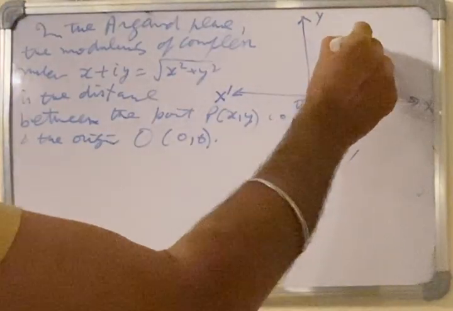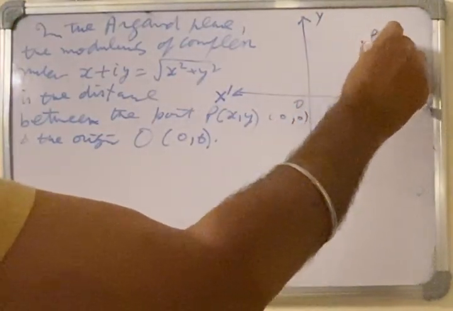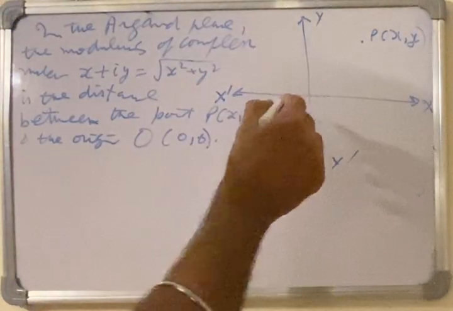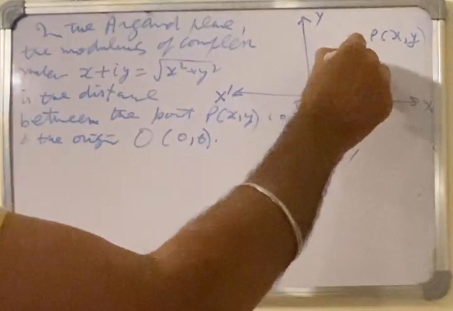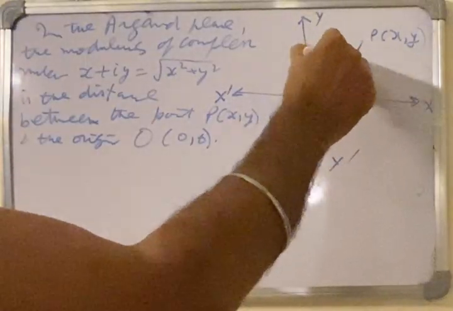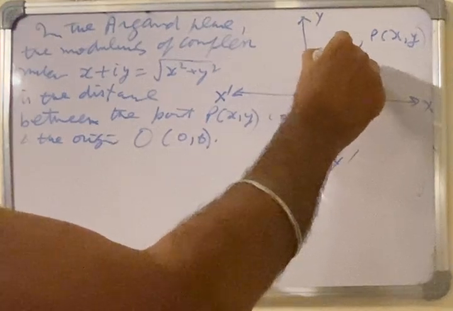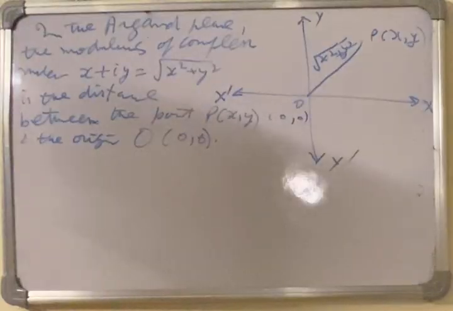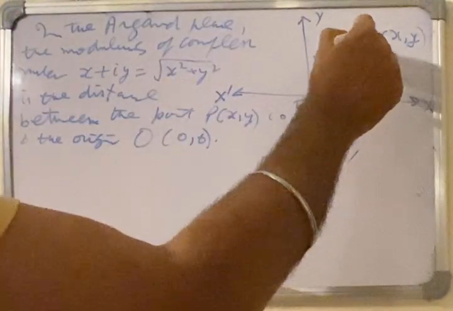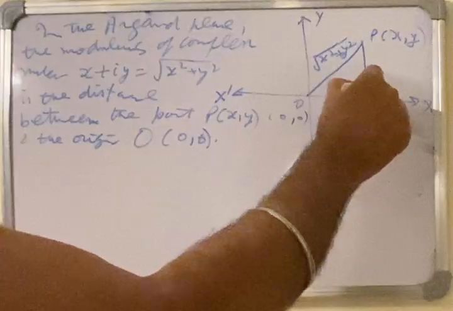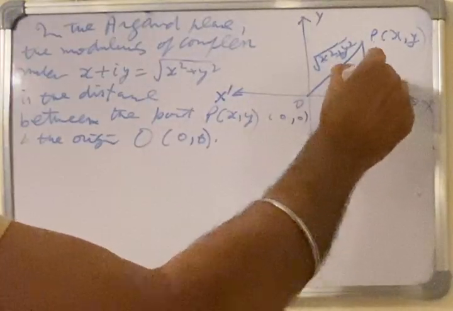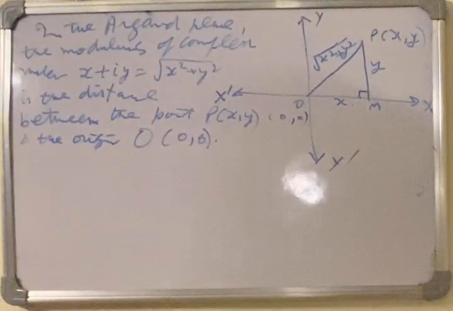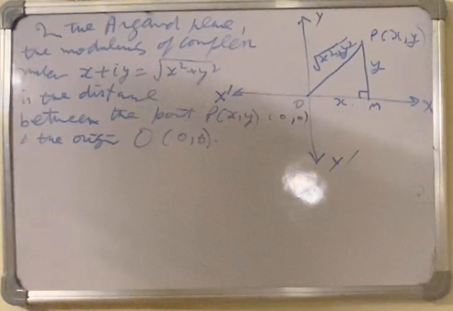Now there is point P(x, y) which corresponds to the complex number x plus iota y. This distance is square root of x square plus y square. If we draw a perpendicular line, this is y and this is x. OM is x and PM is y, by coordinate geometry.